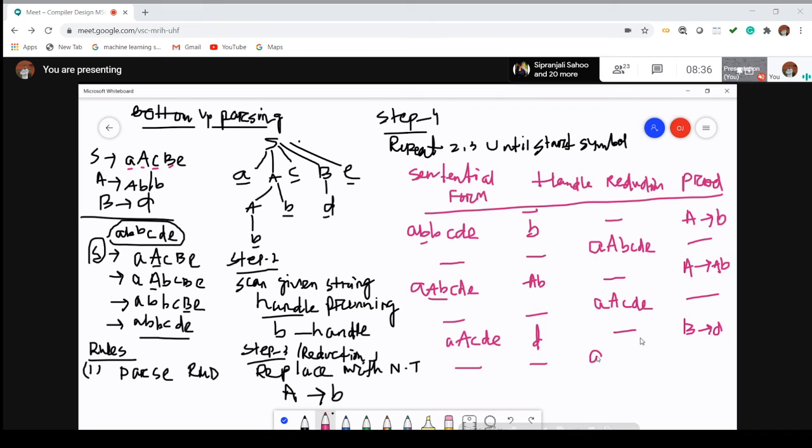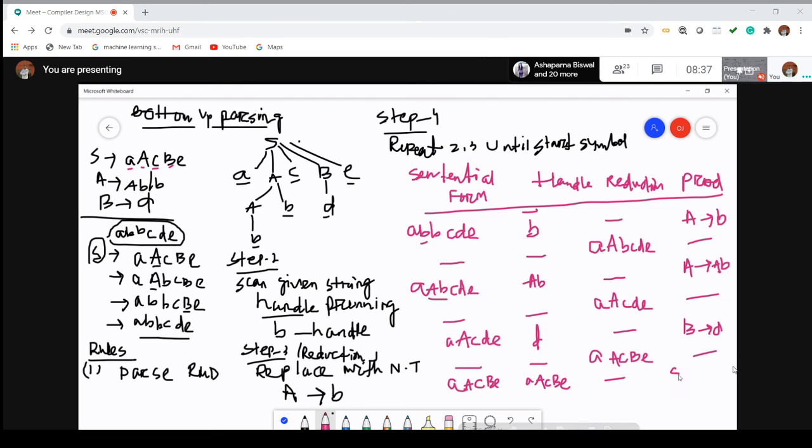So what is the reduction here? Small a, capital A, small c, capital B and small e. There is no production over here. Now this one can be taken as the next input symbol. So it will be A, C, B and E. Now you can check that this is the start symbol. Hence it can be taken as the handle. So it will be A, C, B, E. There will be no reduction.